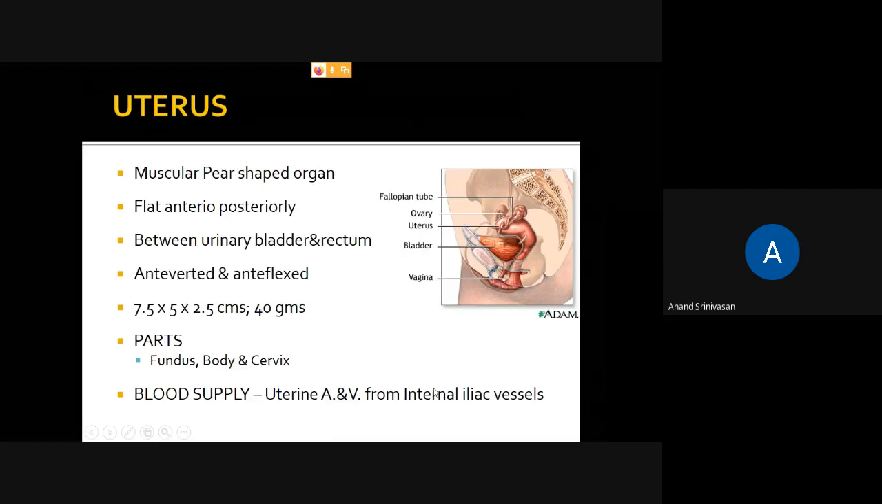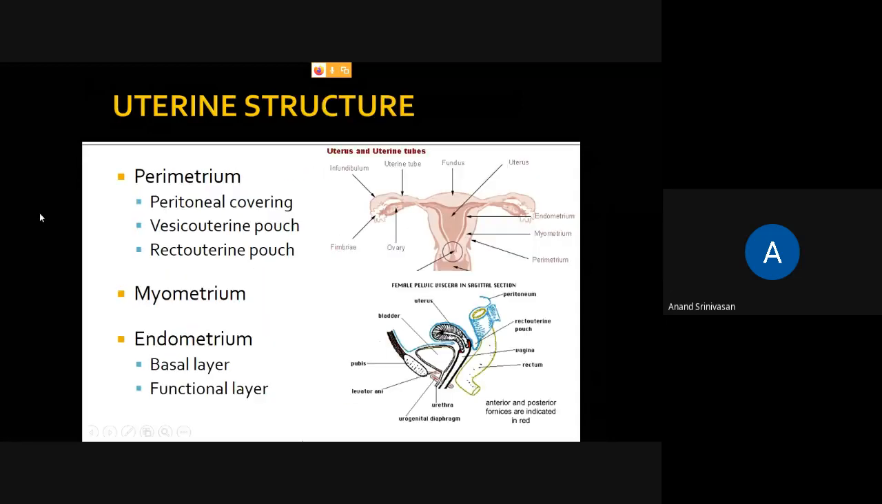So you can see that the uterus is highly vascular. There are a large number of blood vessels in the uterus. Now the uterus has its own coverings. The coverings of the uterus can be divided into three parts. The outermost part is called perimetrium. The middle part is called myometrium. And the inner part is called endometrium. So perimetrium, myometrium, endometrium.